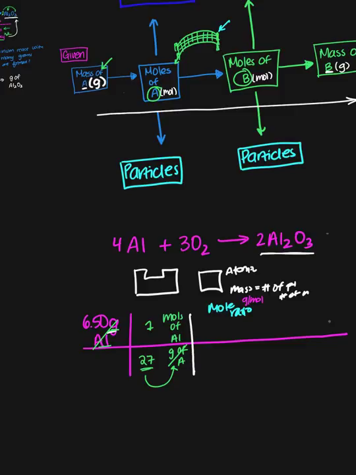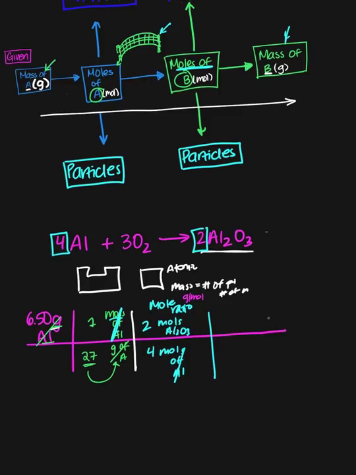Looking at our coefficients, we know that for every 4 moles of aluminum, we get 2 moles of aluminum oxide. So we put 4 moles of aluminum on the bottom, because we want to cancel those out, per every 2 moles of Al2O3. Notice that these two will cancel out and you'll end up with moles of Al2O3, which is close to what we want. But we have to convert these moles of Al2O3 into grams of aluminum oxide, so the mass of B.